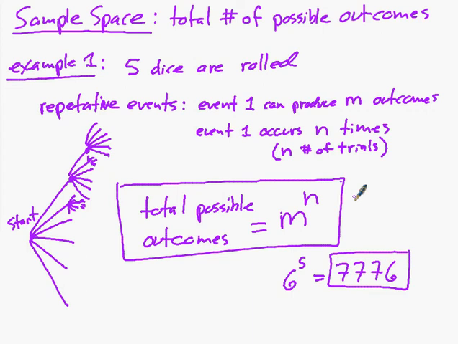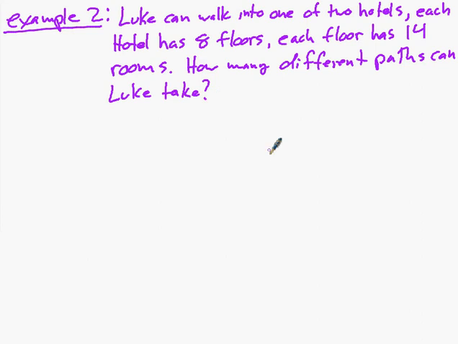Now, if we don't have repetitive events, let's do example 2. All right, let me write this out. So Luke can walk into one of 2 hotels. Each hotel has 8 floors. Each floor has 14 rooms. How many different paths can Luke take? So you can still use a tree diagram. Right?